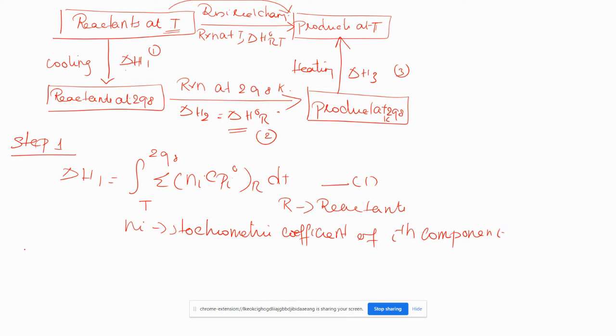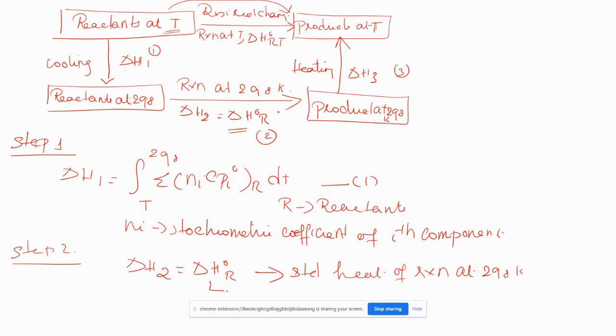Now next is step 2. In step 2, the reactants are converted into products at 298 Kelvin. The reaction is allowed to occur at 298 Kelvin, and the enthalpy change is given as del H2. We are taking it as del H0 R, because this is the standard heat of reaction at 298 Kelvin. This is equation 2.